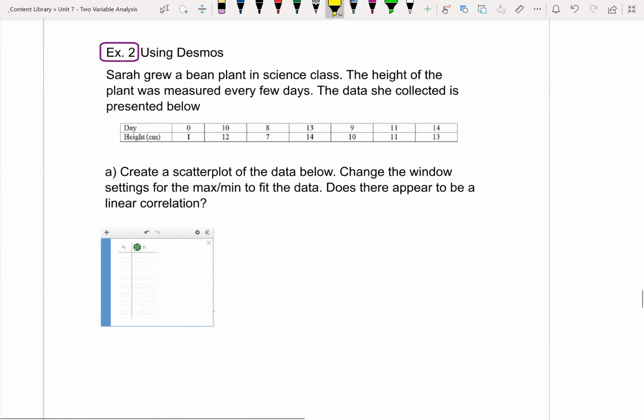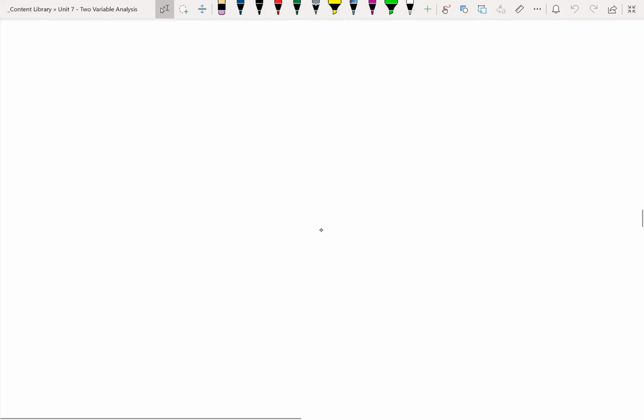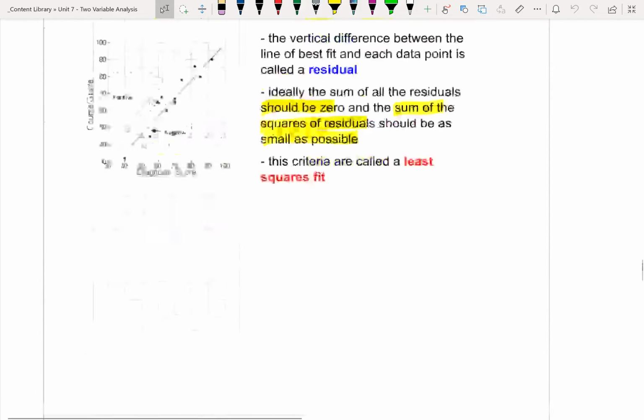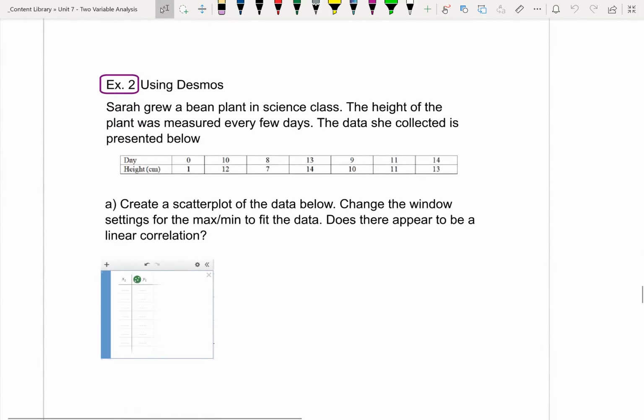In example 2, if we want to use Desmos to calculate and graph a scatter plot, we can also use it to determine our regression, our R value, or our R squared value. For example, Sarah grew a bean plant in science class, and the height of the plant was measured every few days. The data she collected is represented below, where we have day and we have height. The first row is our X value. The second one is our Y value.